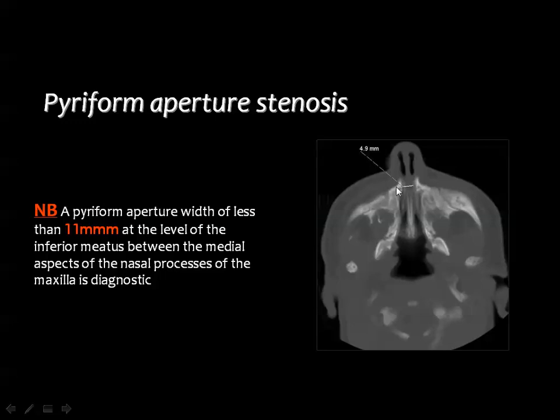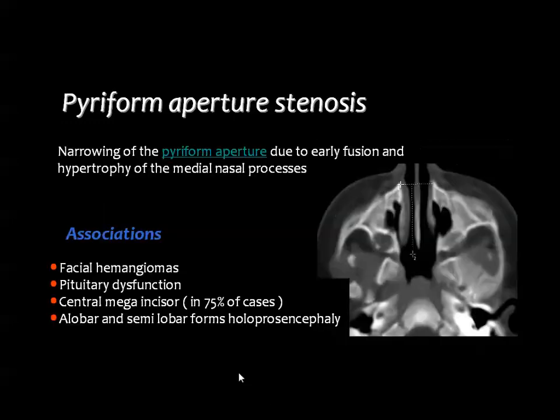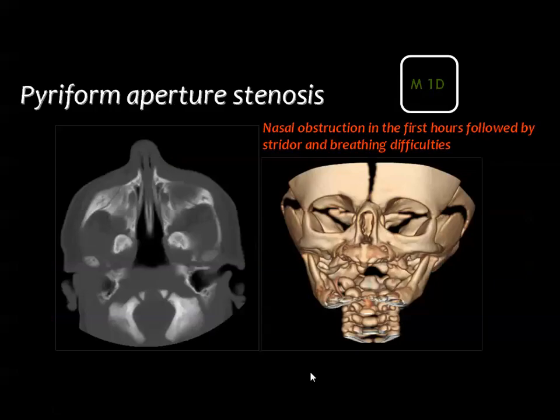And there is no reported normal distance for the aperture, but it is stated in the literature that an aperture which is narrower than 11 millimeter is considered of the stenotic type. And we can easily measure this distance by CT, and we can also have so many measurements in this particular area. Some of the commonly associated anomalies include facial hemangiomas, pituitary dysfunction, and central mega incisors, which is a common finding in about 75% of the cases.